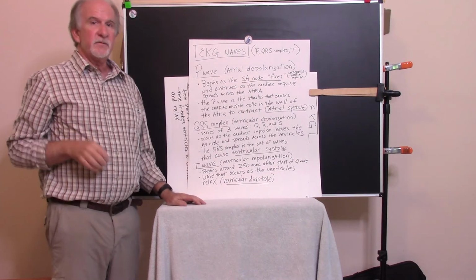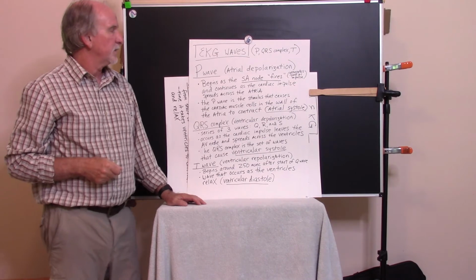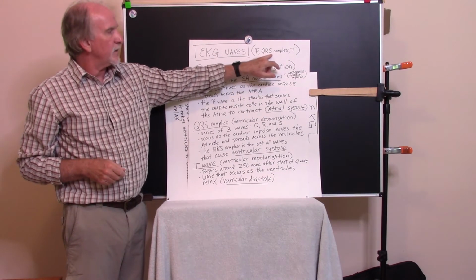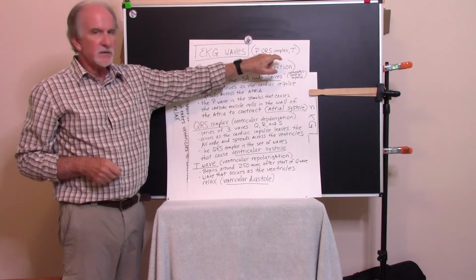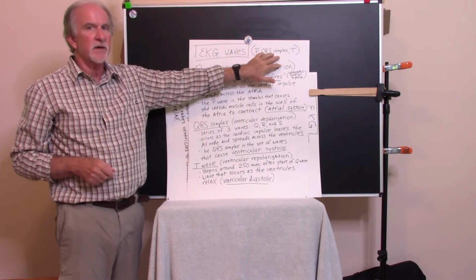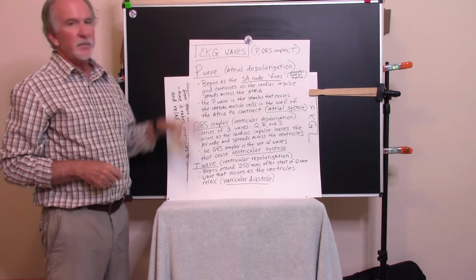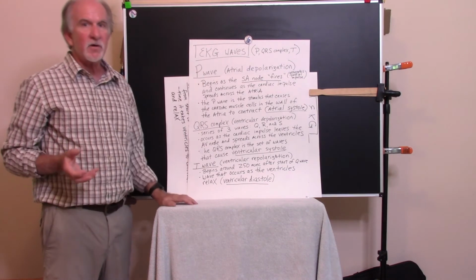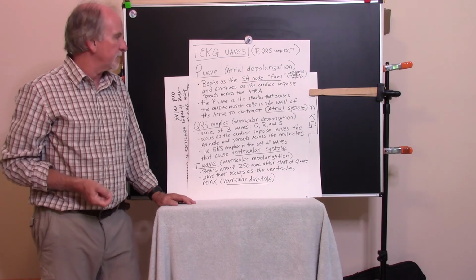There are 5 waves in an EKG tracing: the P wave, the Q wave, the R wave, the S wave, and the T wave. The Q, R, and S waves are collectively referred to as the QRS complex. So the P wave is the first of these 5 waves, and the P wave is also known as atrial depolarization, and I do want you to know that.